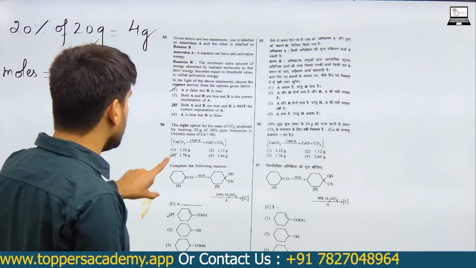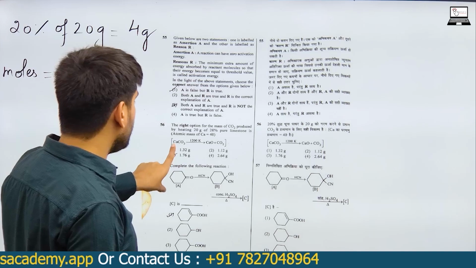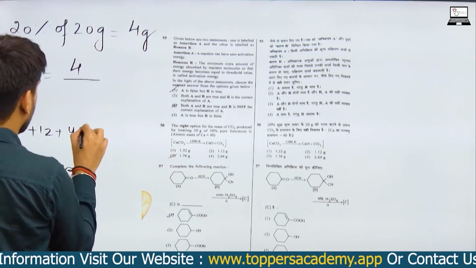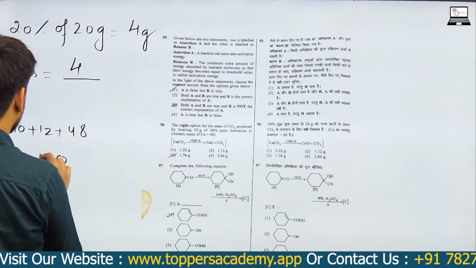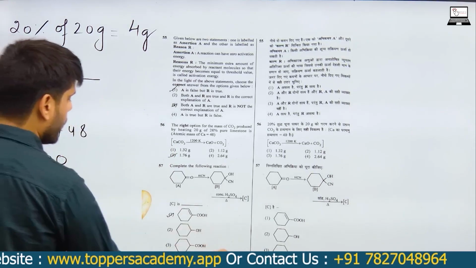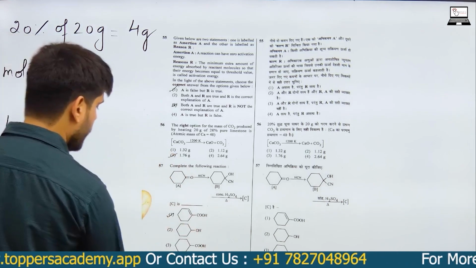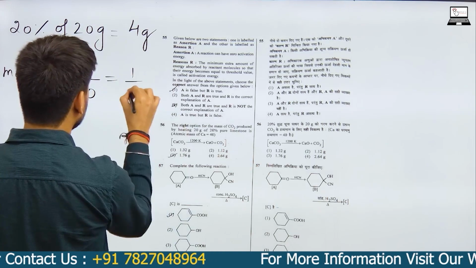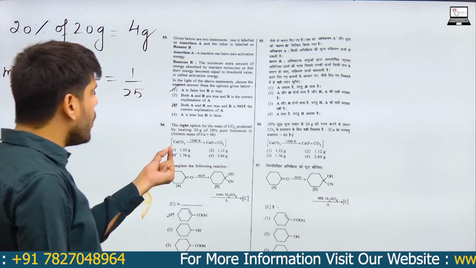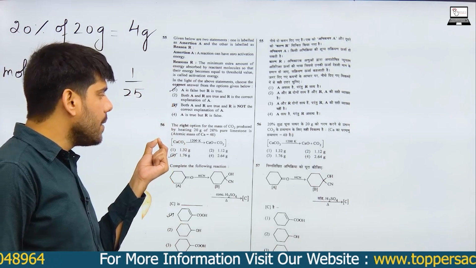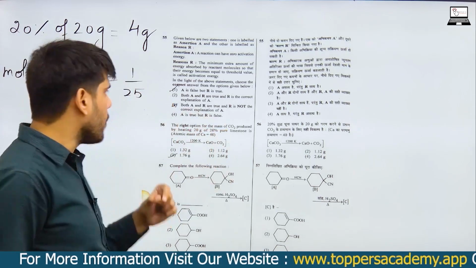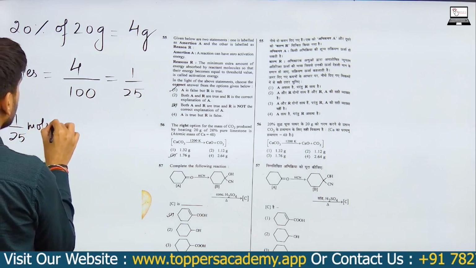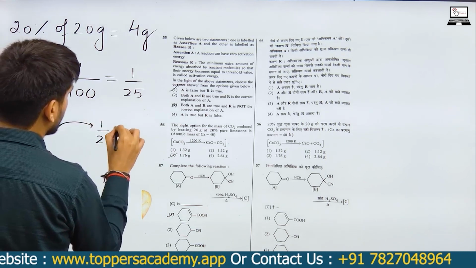What is the molar mass? Calcium is 40, so it's 40 plus 12 plus 48, which is 100. It is 4 upon 100, and I can write it as 1 upon 25. Now we know that 1 mole of calcium carbonate produces 1 mole of carbon dioxide. So 1 upon 25 moles will produce 1 upon 25 moles of CO2.